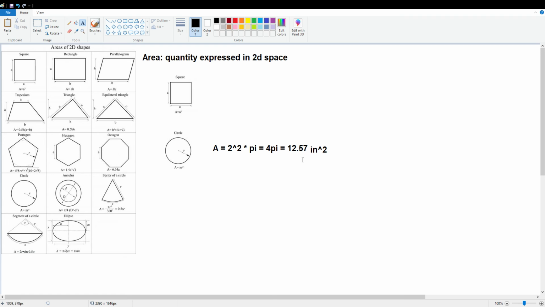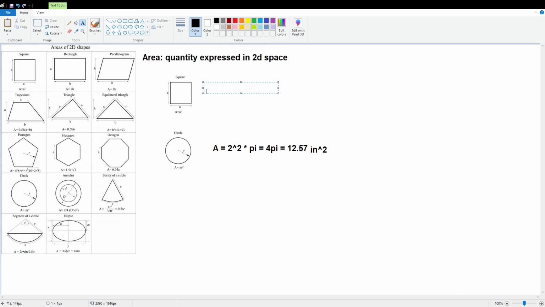Then what exactly does that mean? Well, that means that it takes 12.57 units squared, or inches squared, to develop that space. Now, 12.57 inches squared doesn't mean it has to be a circle or an octagon, or a specific thing. It's just the amount inside of the object. So you can always easily think of this as a square.